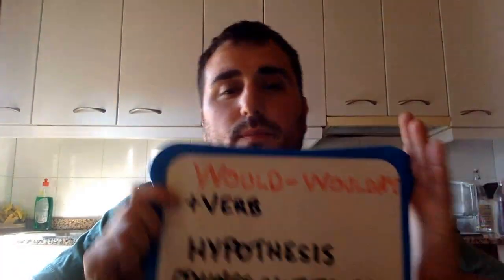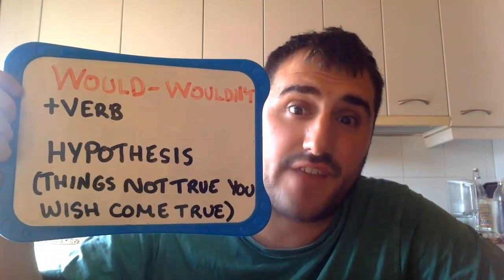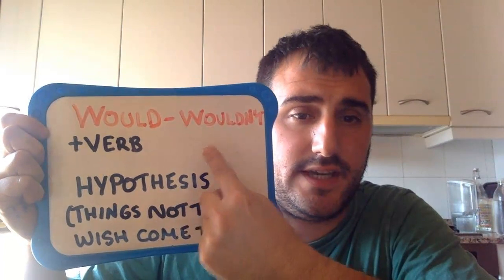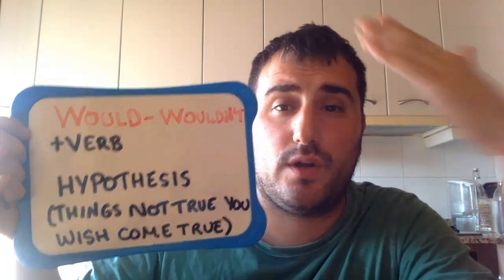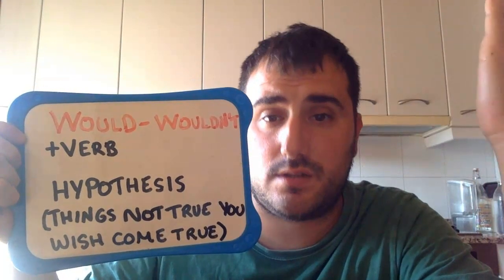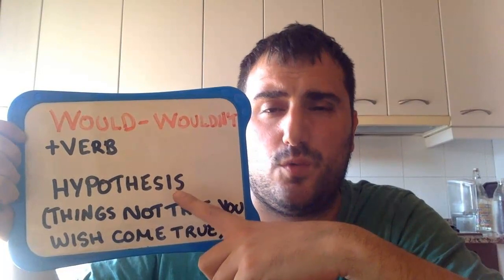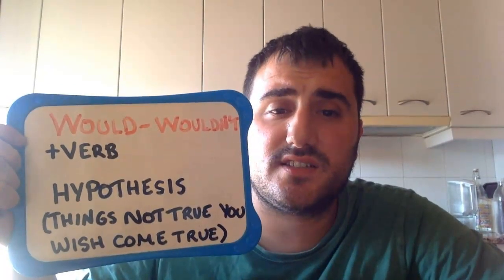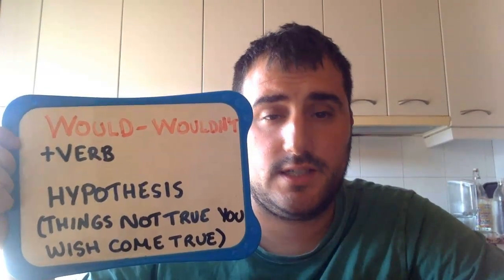And then finally we've got one you have seen like a million times. It's would and wouldn't. Again, we always need the verb. When do we use would or wouldn't? When we speak about something that is not real, something that is a hypothesis. What is a hypothesis? Well, hypotheses are things not true, but you wish they would come true.